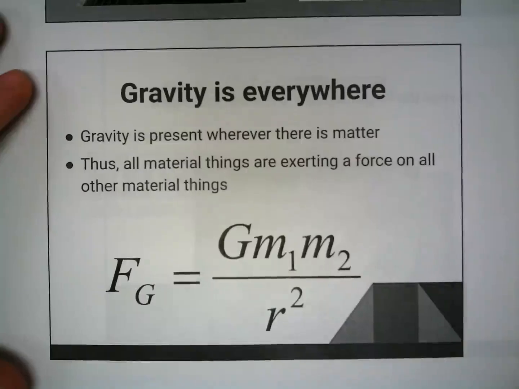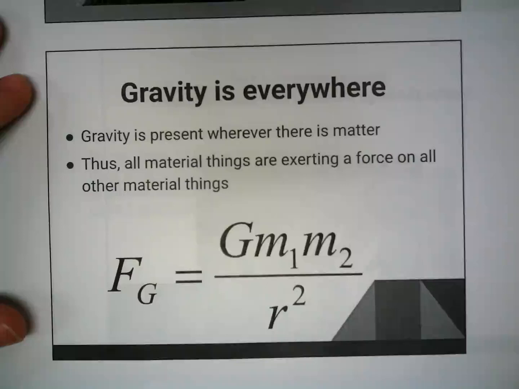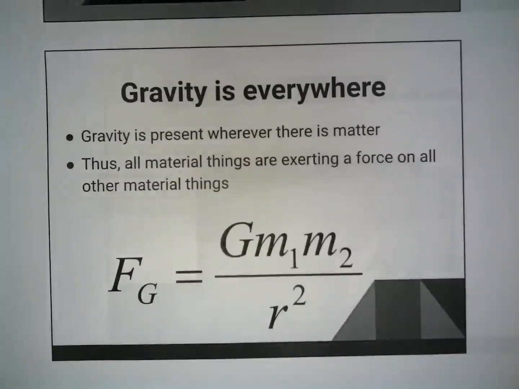First thing we have to understand: gravity is everywhere. Gravity is present wherever there is matter. Thus, all material things are exerting some kind of force on all other material things at some capacity, and by some time I mean all the time. Some little speck of dust 100 million light years away from here is having an effect on the gravity you're feeling right now.